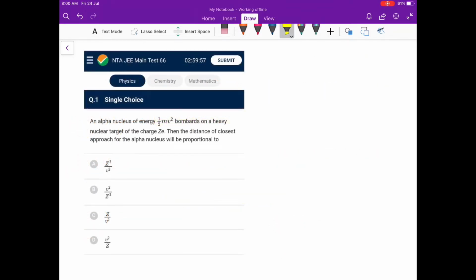So let's begin. An alpha nucleus of energy half mv square bombards on a heavy nuclear target of charge Ze, then the distance of closest approach. You can see this distance of closest approach thing is coming in many papers, both in NEET as well as JEE Main. What we know, for distance of closest approach, the initial kinetic energy is converted into electrical potential energy, which is K, for the alpha particle charge 2e, for nucleus it is Ze, upon R minimum, the closest distance, like this, the potential energy.